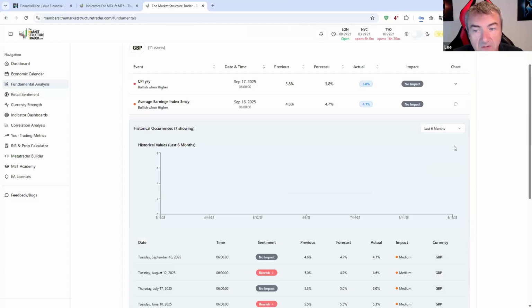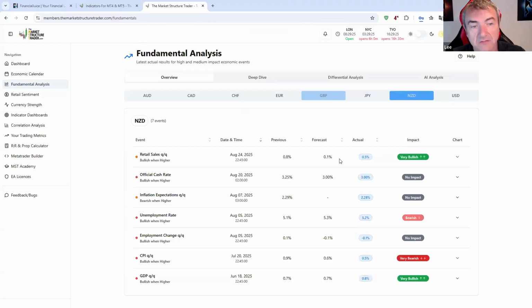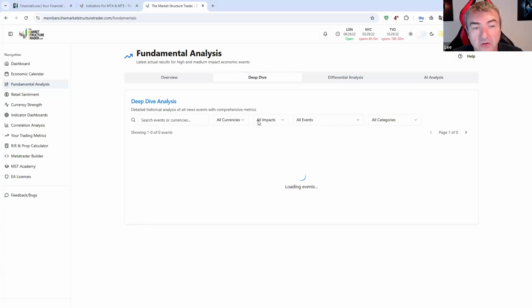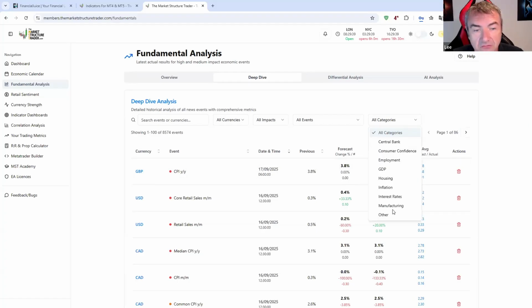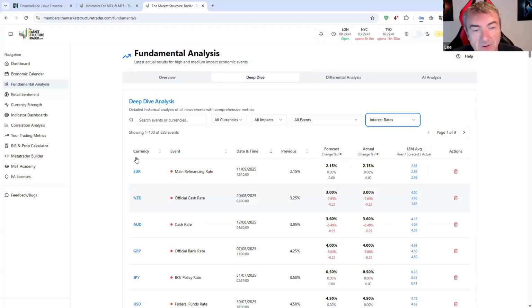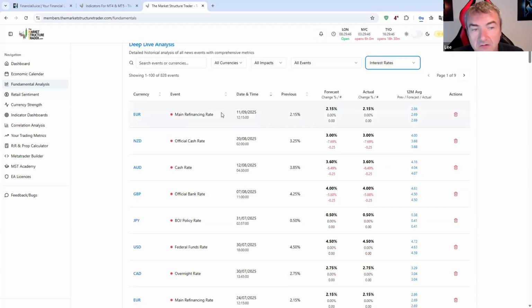You can also select different time periods depending on your membership levels as well. So that's a quick glance at what's been going on recently within each individual currency. We then have the deep dive where you can look at specific stats on each individual news event. So if you just want to, for example, see what the interest rates are for everybody at the moment, you can filter it by the category and you can go into the euro there.